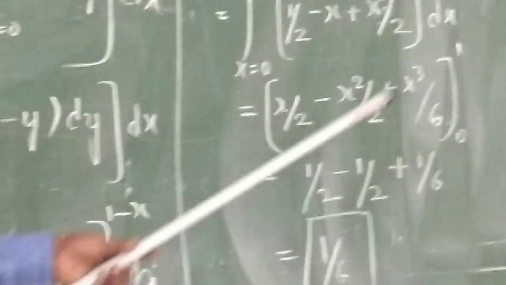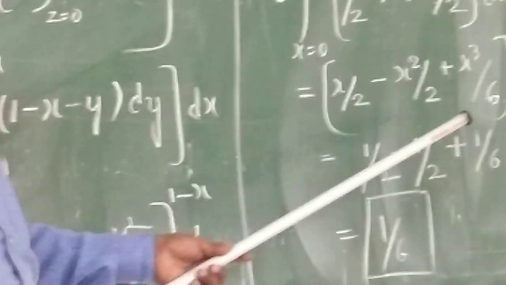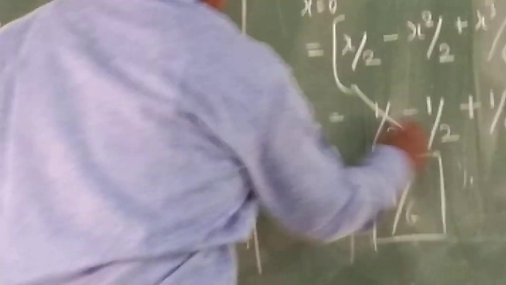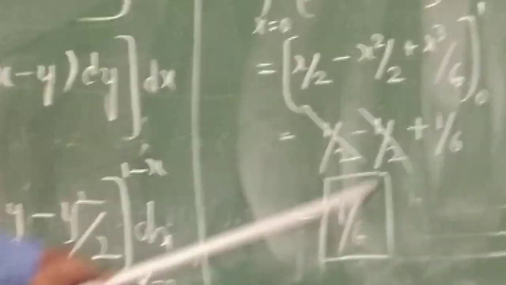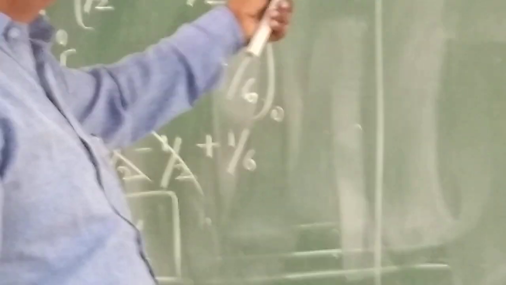And apply the limits. Put x is equal to 1 here. 1 by 2 minus 1 by 2 plus 1 cube 1 by 6, plus half minus half cancels. You are left with 1 by 6, the answer. Okay. Similarly, let's go for the next example.